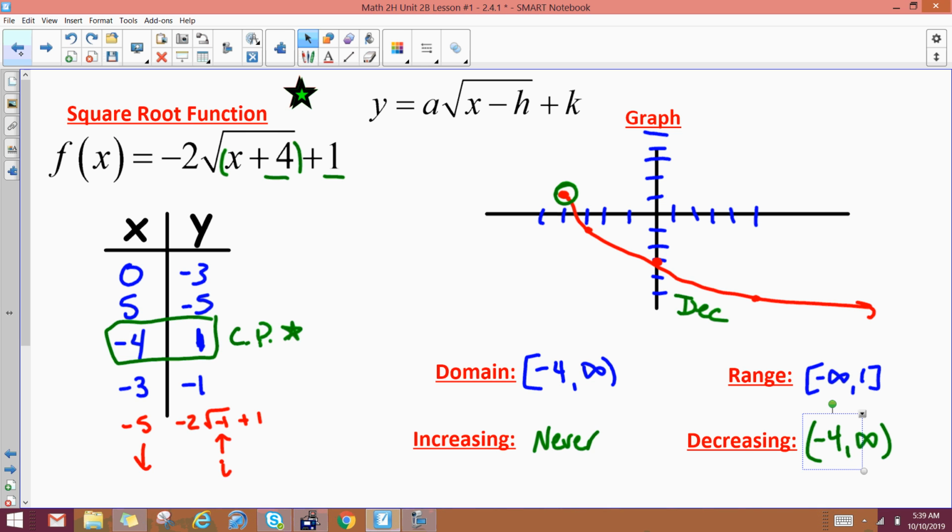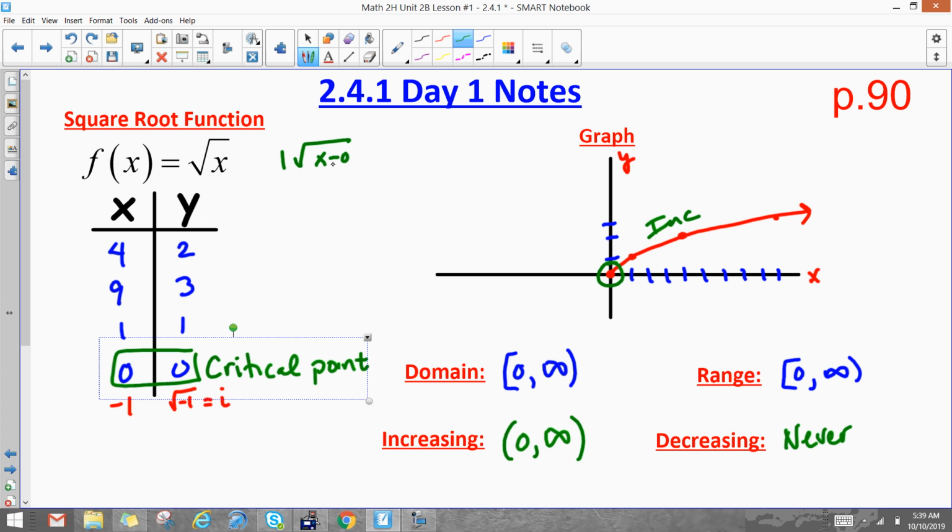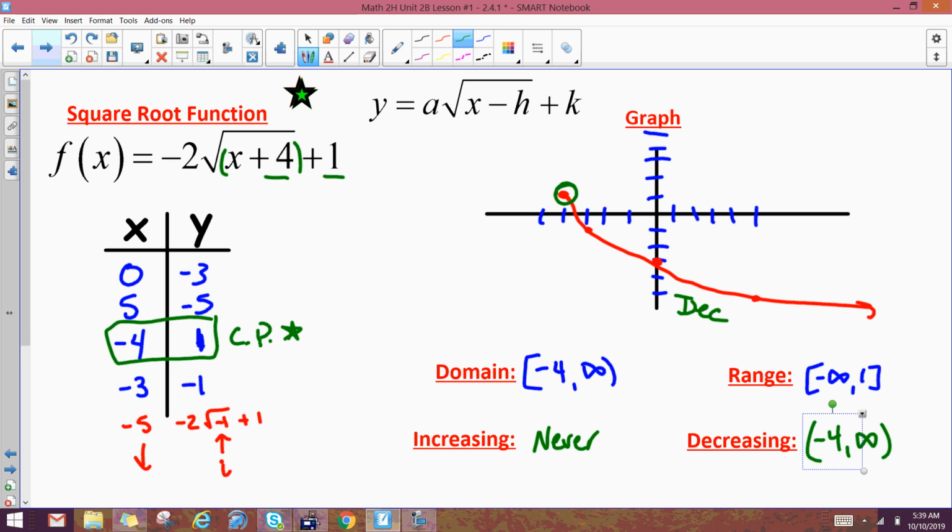If we go back to our last example, our critical point was at 0, 0. Well, why was that? If I look at this, I had an a value of 1, square root of x minus 0, I didn't take anything, and then plus 0. So that's where our critical point ends up matching up the exact same way. So I could throw any problem at you, and you should be able to come up with that critical point.